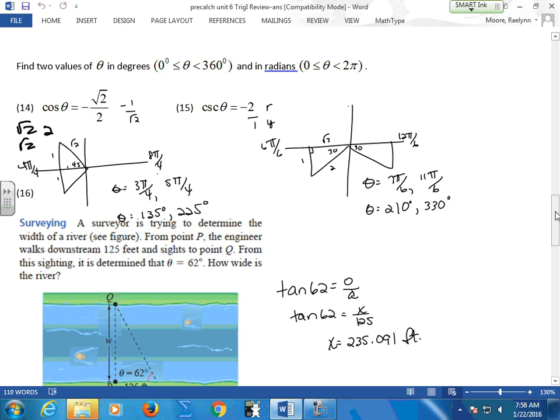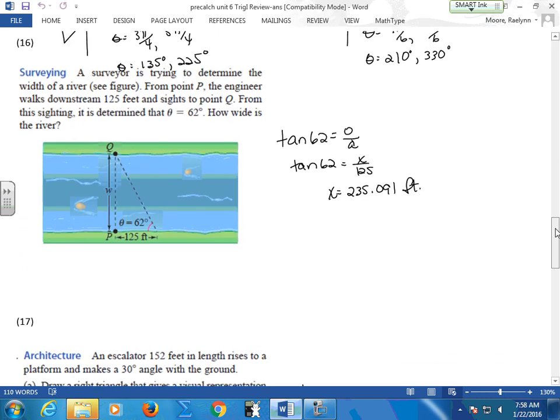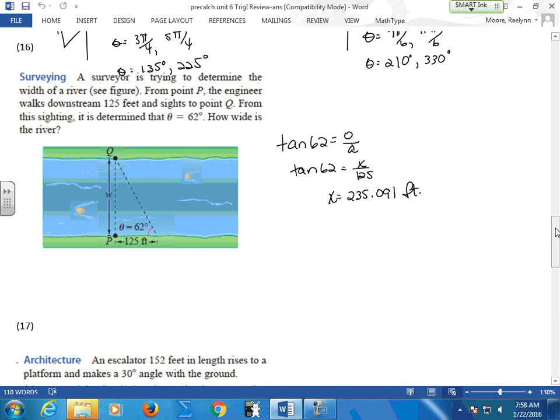For 16, how do you know if it's tangent? Okay, let's get down there. So 16. We labeled the parts. We know this is my angle. We know this is my reference angle. This is the side. This is an altitude again, so there's your right angle. This is my side opposite. This is my side adjacent, and opposite the right angle is always the hypotenuse.